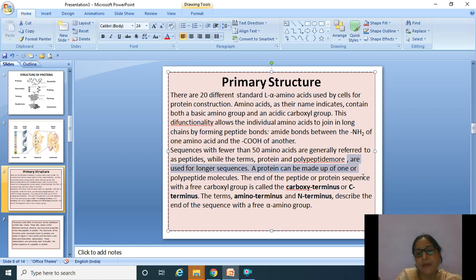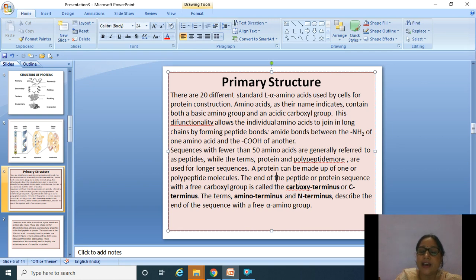A protein can be made up of one or more polypeptide molecules. A protein is the result of the binding of one or more polypeptide molecules. The end of the peptide or protein sequence with a free carboxyl group is called the carboxy terminus or carbon terminus.